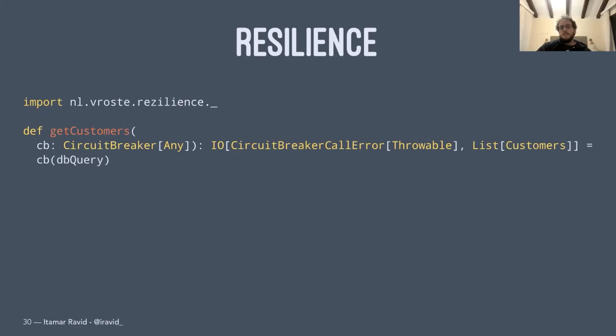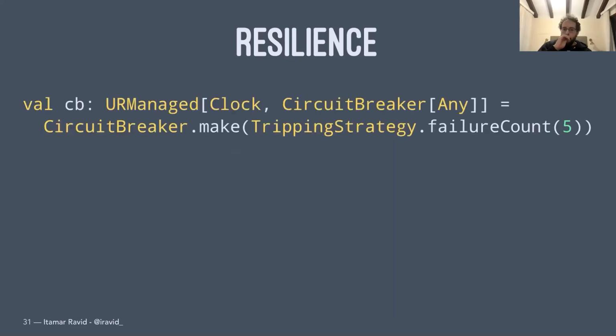Right, so that's a circuit breaker, and the way you construct it is using the make constructor, which gives you back a Managed. Now, why is this a managed resource? Well, it's a managed resource because it has some stateful functions to it, and it has some resources that it allocates, like a fiber that resets the circuit breaker every now and then, and these obviously need to be managed.